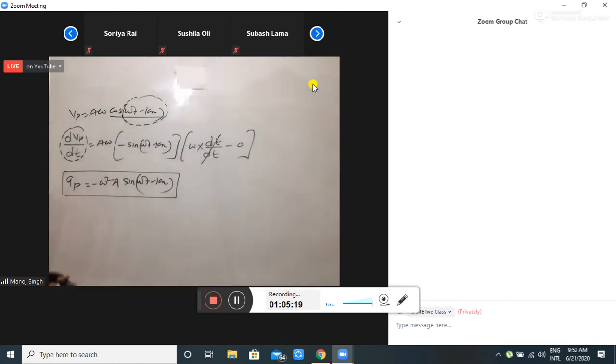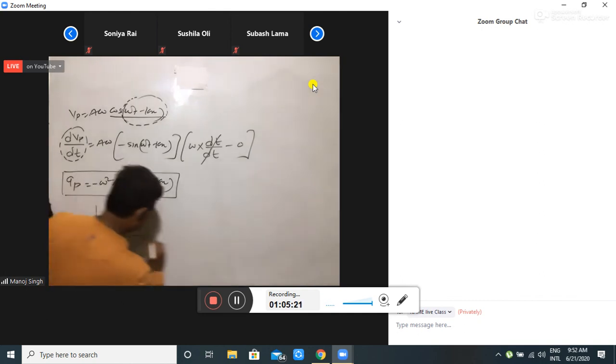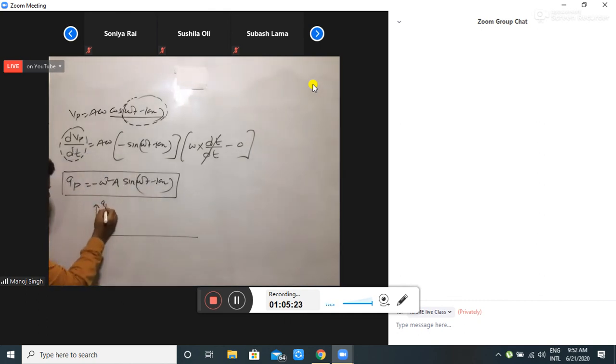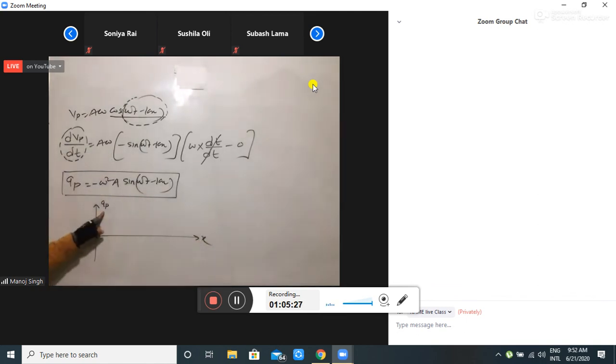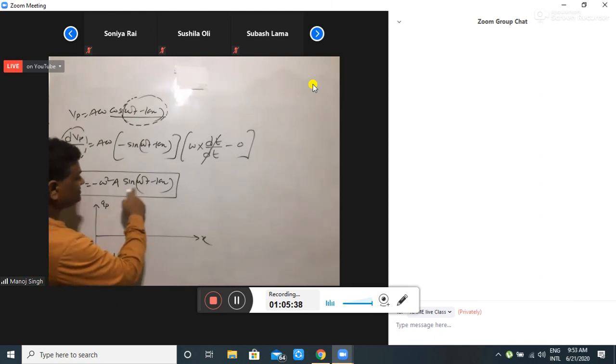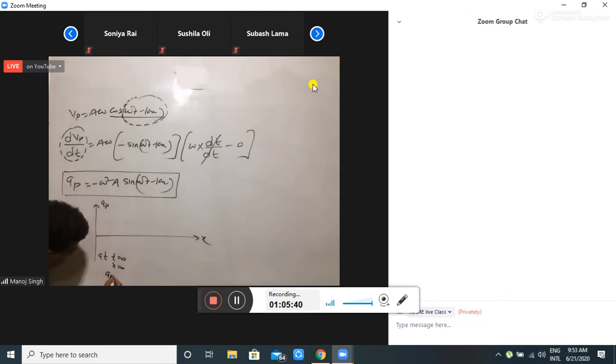Now we can take the curve in the class here. Here it is acceleration of the particle versus x at time t is equal to 0. At time t is equal to 0, x will be 0. If it is 0, sine 0 will be 0. Acceleration of the particle will also be 0. So at time t is equal to 0, x is equal to 0, acceleration of the particle is also 0.